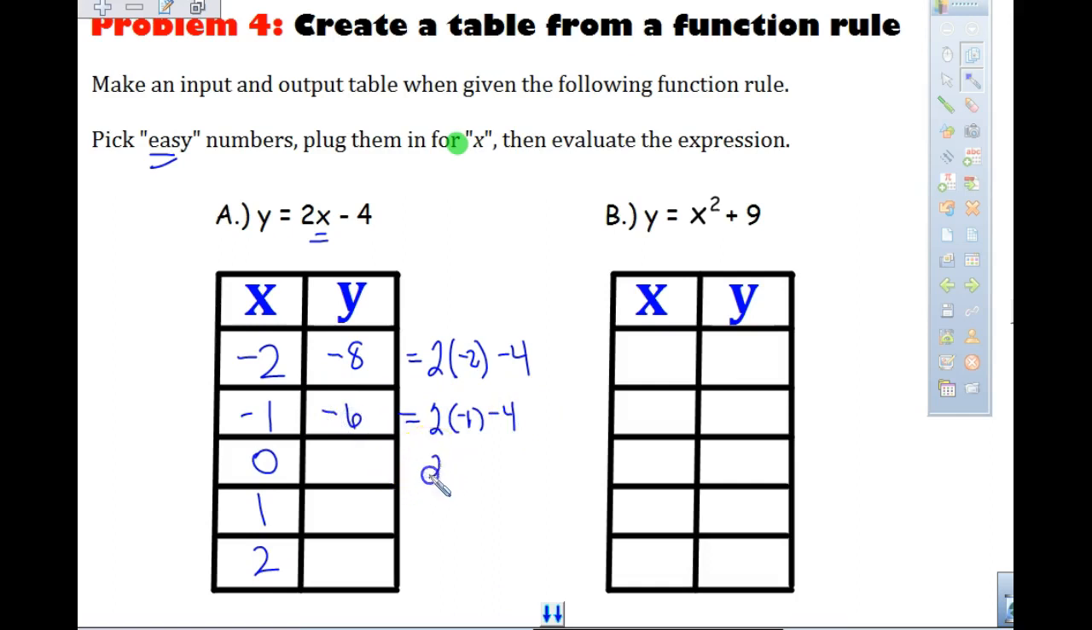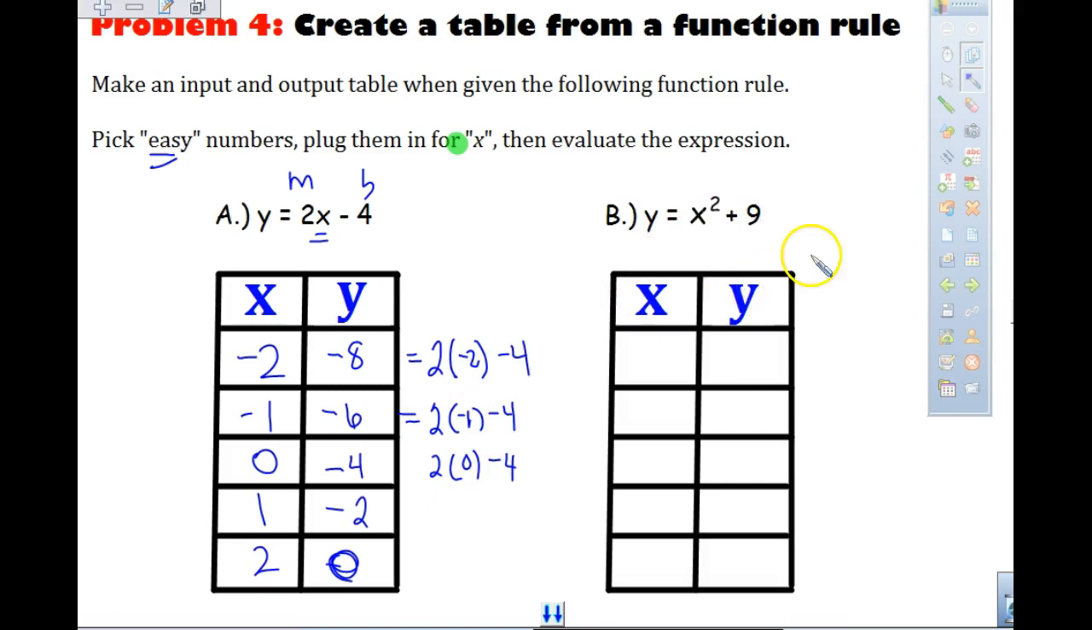We plug in 0. 2 times 0 minus 4. 2 times 0 is 0. Minus 4 is -4. How are these going up each time? +2. +2. That's what our slope was up here. M is 2, right? What's our y-intercept? X is 0. It's negative 4. So I could use my formula again, but since this is linear, anytime it's linear, you should be able to continue with that rule, which in this case would be plugging in our numbers. 2 times 2 gives us 4, minus 4 gives us 0.